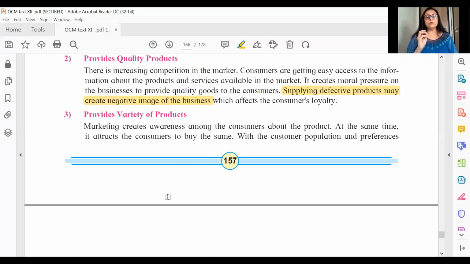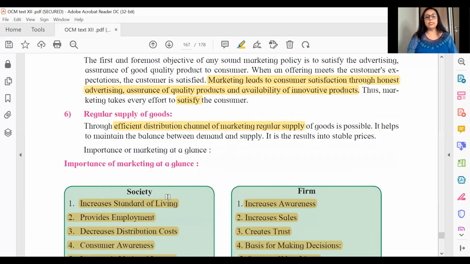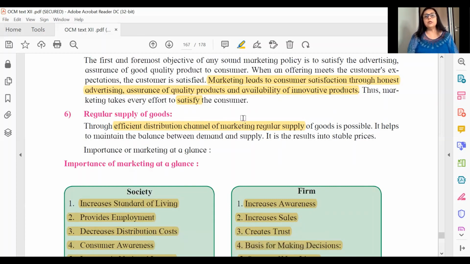So in case you get an objective on this, please remember you have 3 types of importance under the chapter: marketing, importance of marketing towards consumers, towards the firm, and towards the society. There is a common table if you see at the end, as you see in this table. So try and roughly remember, highlight all these head points and you will be sorted for the objectives. Before that, let's see this point number 5 here.